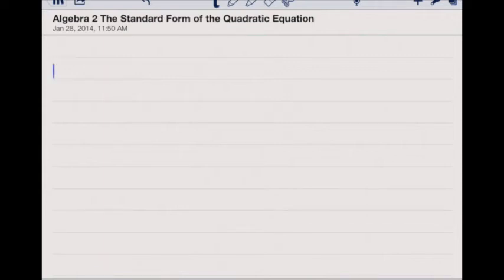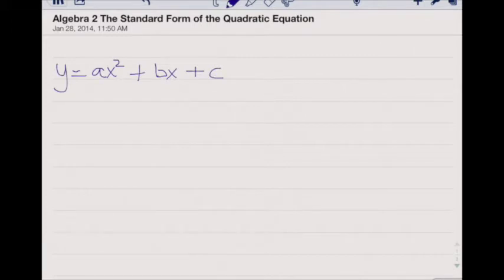So welcome back again. In this video I'm going to be going over the standard form of the quadratic equation. When you saw me write it out earlier, it is y equals ax squared plus bx plus c. And the only limitation on a, b, and c is that a cannot be equal to 0.